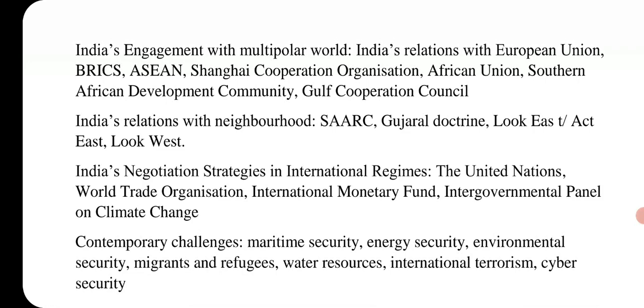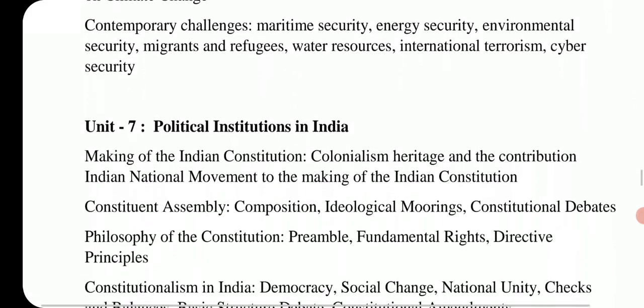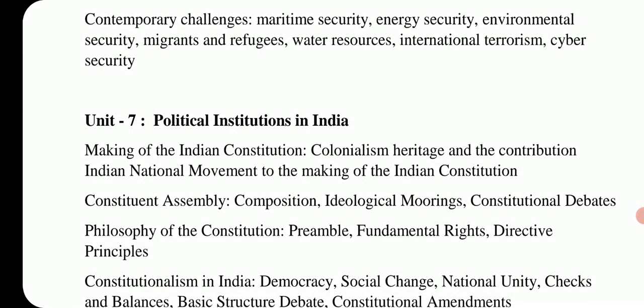strategies in international regimes, the United Nations, World Trade Organization, International Monetary Fund, Intergovernmental Panel on Climate Change. Contemporary challenges: maritime security, energy security, environmental security, migrants and refugees, water resources, international terrorism and cyber security. Unit 7: Political institutions in India.